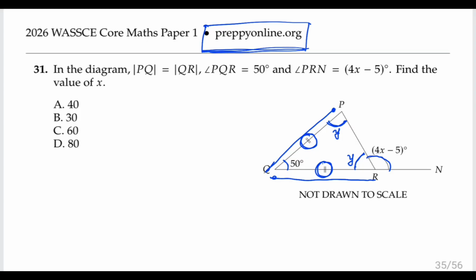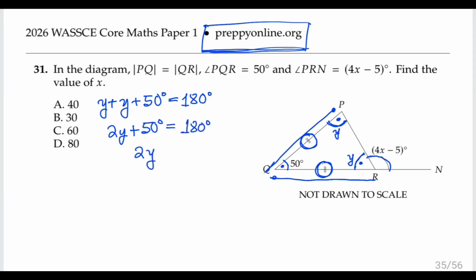If we use the fact that the sum of the angles in a triangle is 180 degrees, then we have that 2y plus 50 degrees equals 180 degrees. That would mean that 2y is 180 degrees minus 50 degrees, that's 130 degrees. That means that y equals 65 degrees. So this y is 65 and that y is also 65.